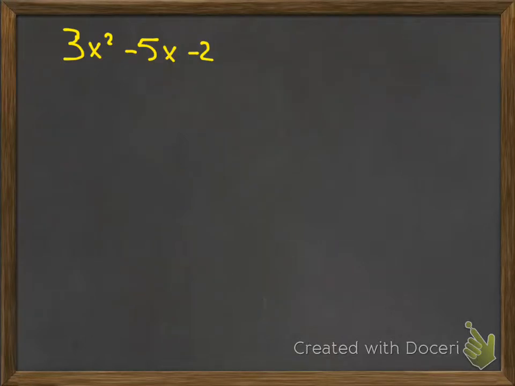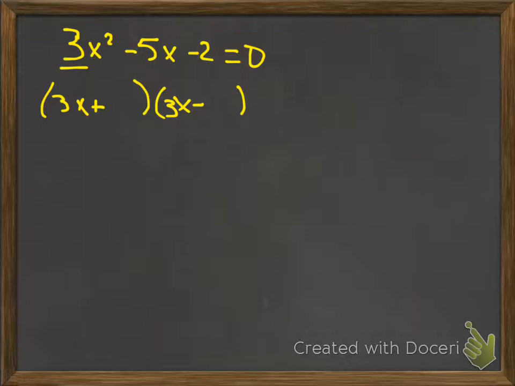Okay, my next example is 3x squared minus 5x minus 2 should have been equal to 0. There we go. And then what am I going to do there? Well, again, start off with 3x. Okay, minus is a plus minus in the parentheses, so that's what I've got there. Then I'm going to do 3 times 2, which would be 6, and I'm going to figure out my factors of 6. So 1 and 6, 2 and 3.